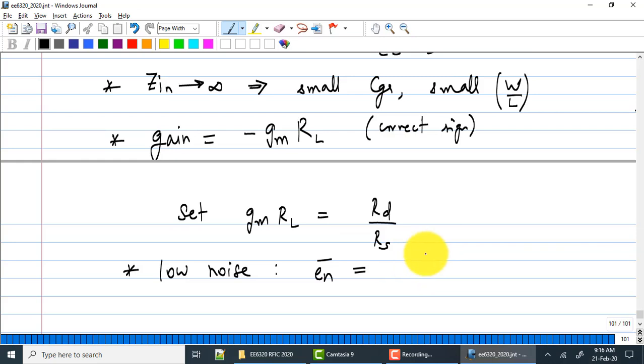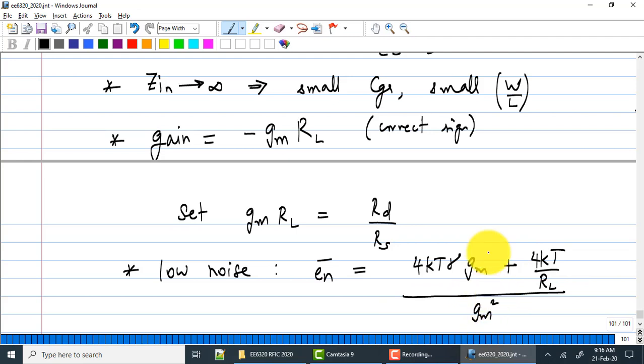Okay. So what is the total output noise? It's 4 kT gamma gm delta f. That is the drain noise of the transistor. Plus, look at the short circuit current. So you also have 4 kT by RL. This is the short circuit current noise squared. Divide this by gm squared. This gives you the input referred noise voltage.